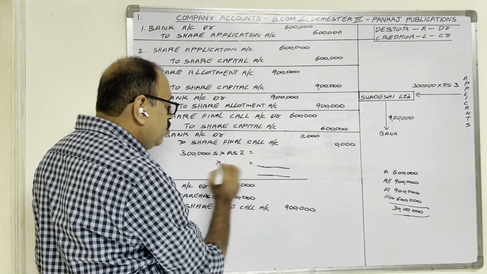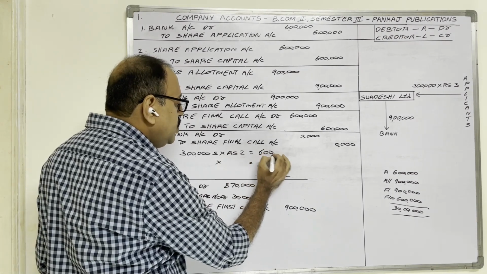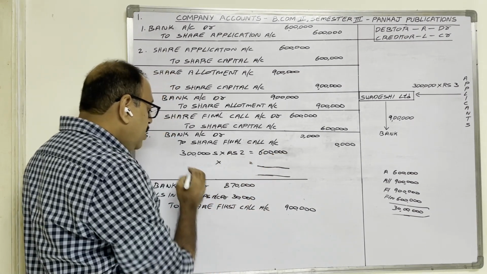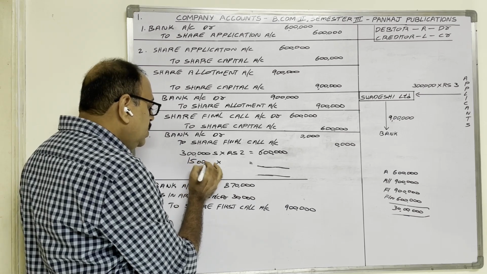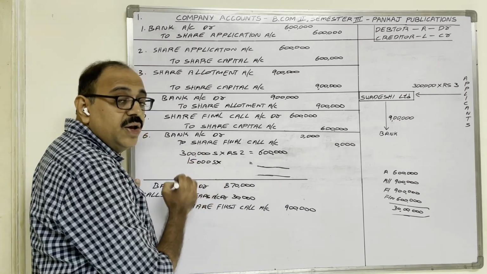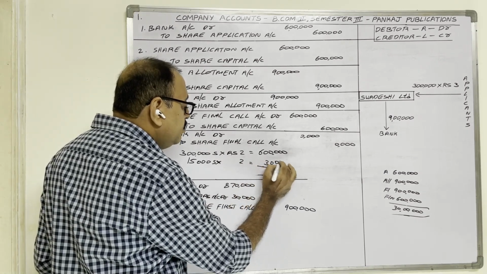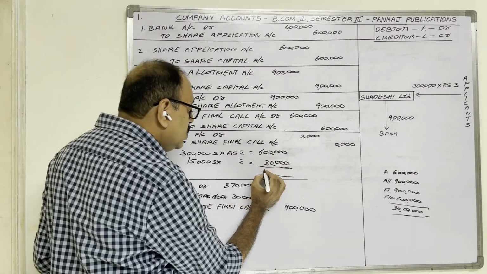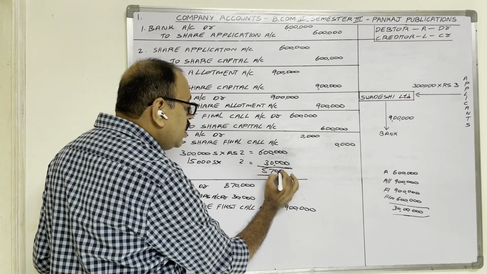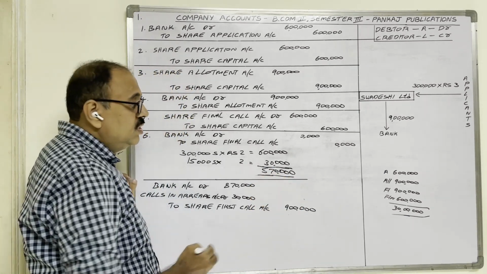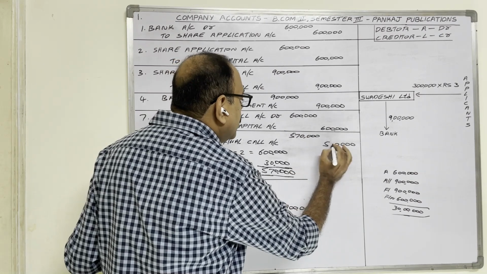At the rate of 2 rupees each, 6 lakh should come. And on 15,000 shares, final call money did not come. At the rate of 2 rupees each, that is 30,000. So 6 lakh minus 30,000, 5 lakh 70,000 rupees we finally received. Amount is 5 lakh 70,000.